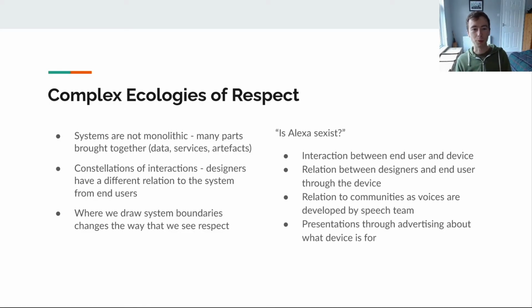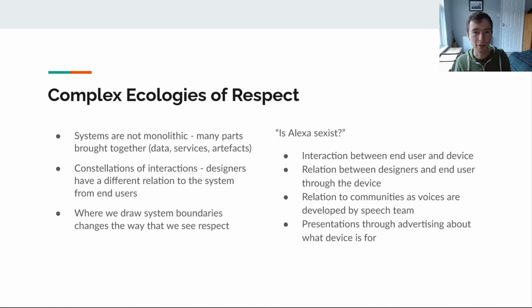So as an example, we can ask the question of Alexa whether it's sexist, but really this question involves looking at 4 different configurations of respect that might arise. So you've got the interactions between the user and the device, how the user feels respected or not by what Alexa says to them, what it offers them, and how it responds to them. But there's also the way that the designers and the developers of Alexa show respect to the user through the way that Alexa is designed and the way that Alexa is supposed to communicate with them.